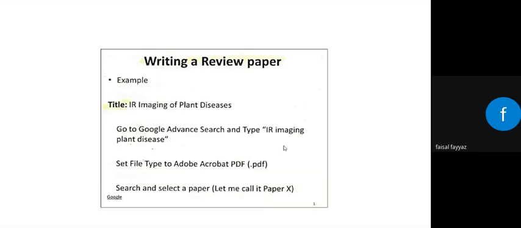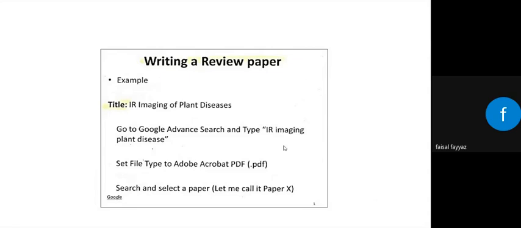Now I'm discussing some of the points of writing a review paper. For example, IR imaging of plant diseases. Go to Google advanced search and type IR imaging plant disease, set file type to Adobe Acrobat PDF, search and select a paper, let me call it paper X. So firstly there is a need to find the area where you want to work. Then search first on Google and review all the available papers on this topic.